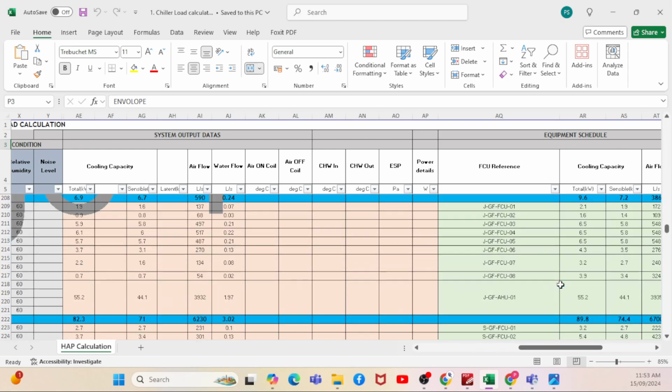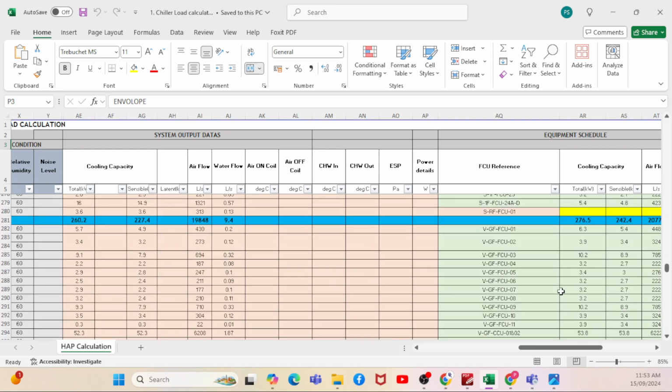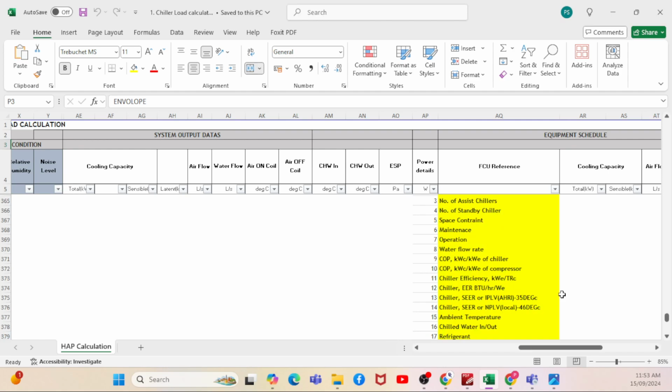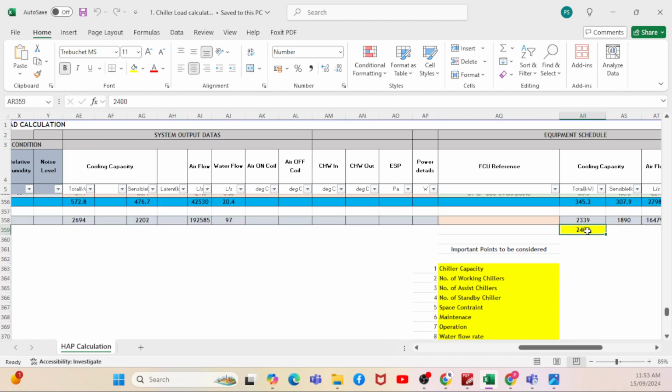Total, what is the project capacity or project load? How much load is it? Assume that you have a total of, say for example, 2,400 kilowatt. The project load, say similar to your air cooled chiller, or you can say that it is like 24,000.